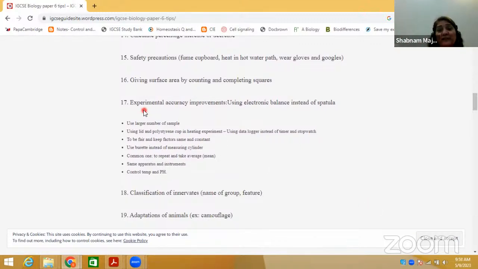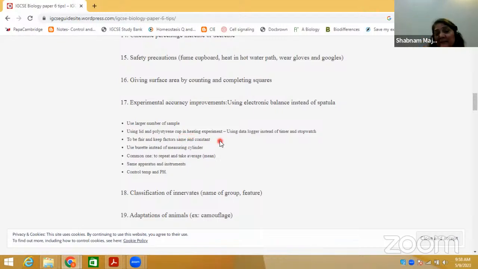Already explained. Improving the accuracy of experiments: using an electronic balance, as I said, with a spatula you can measure exactly whatever salt or glucose or sample you are taking. Use a larger number of samples, already explained. Use a lid and a polystyrene cup. Someone was asking yesterday when I was teaching: a polystyrene cup, because it insulates heat. You must have done that, so this is also in the paper.